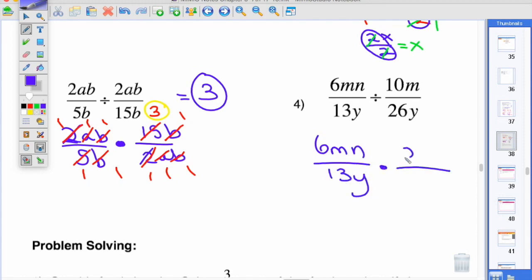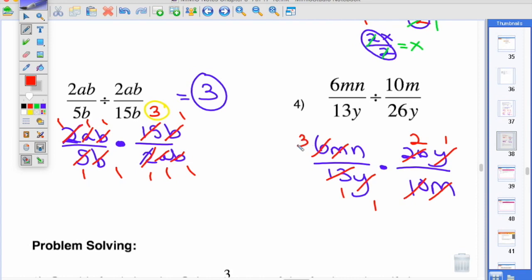Number 4, we keep, change, flip. Cross cancel. We can cross cancel the 13 with the 26, so you're left with 1 and 2, and the y's, so you're left with 1's. We can cross cancel the m's.